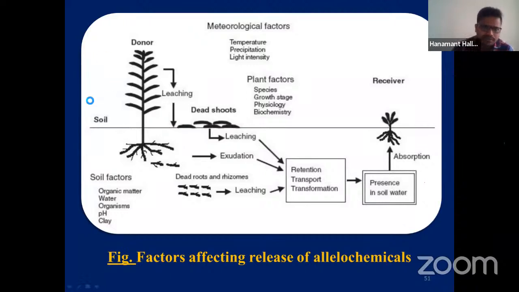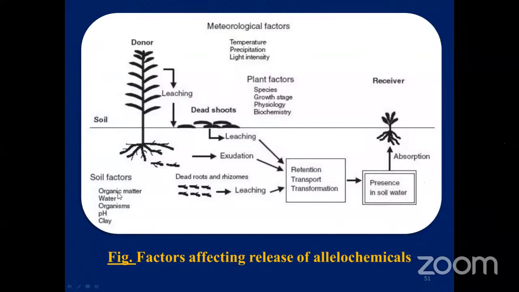Here, if you look at the plant mechanism, the leaching of allelochemicals from the plant parts will definitely be altered by the temperature, precipitation, and light intensity. So the leaching effects will be different, and the allelochemical activity will also be different. Then from dead shoots also, some leaching will take place, then chemicals will reach the soil, and some of the root exudates.